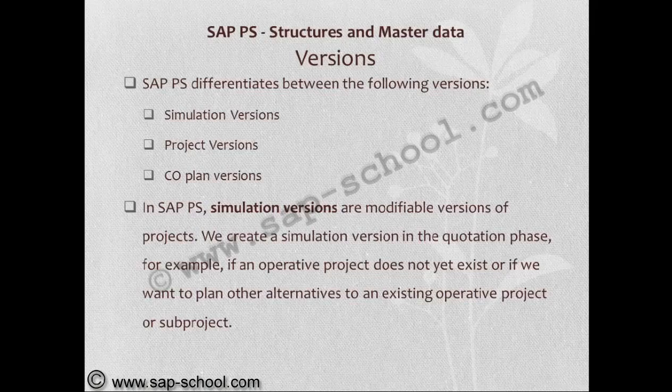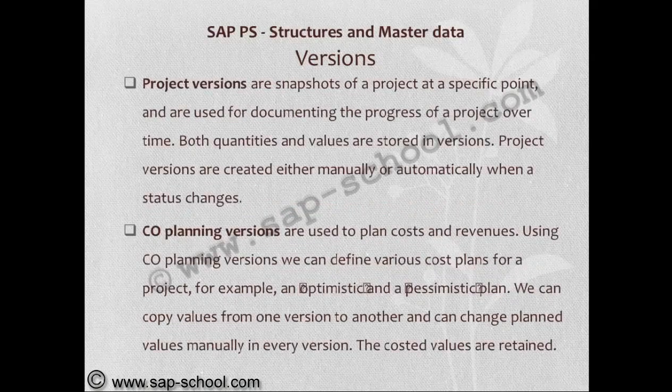For example, if an operative project does not yet exist, or if we want to plan other alternatives to an existing operative project or sub-project. Project versions are snapshots of a project at a specific point and are used for documenting the progress of a project over time. Both quantities and values are stored in versions. Project versions are created either manually or automatically when a status changes.